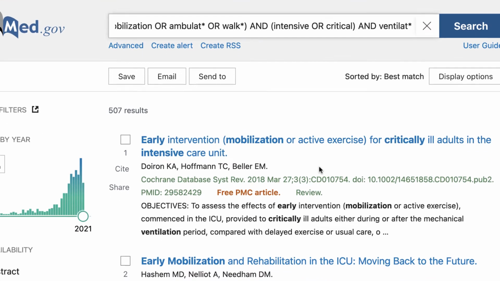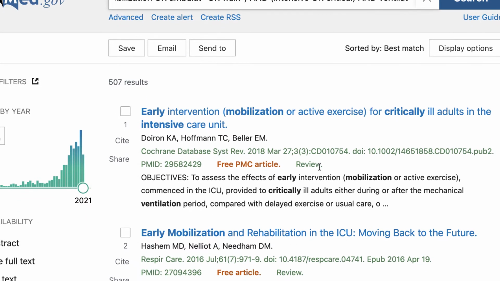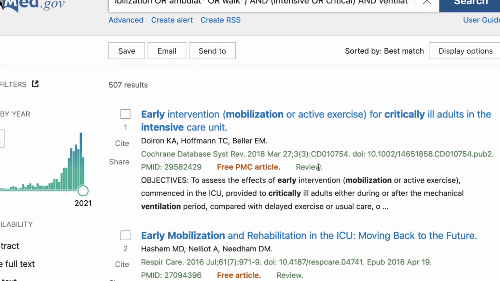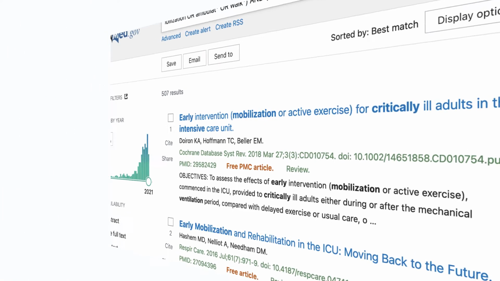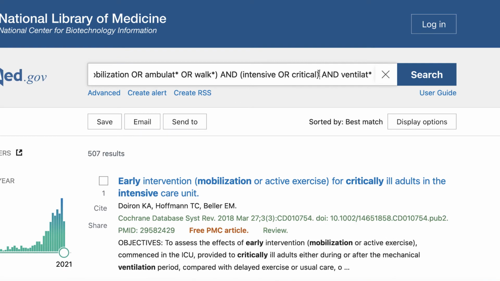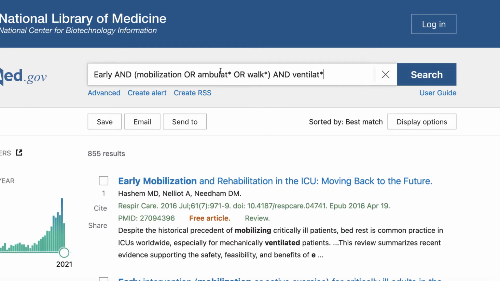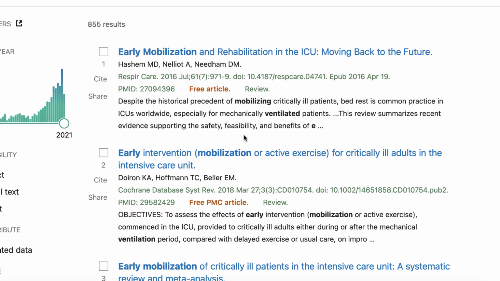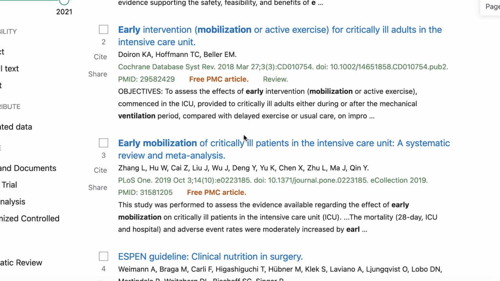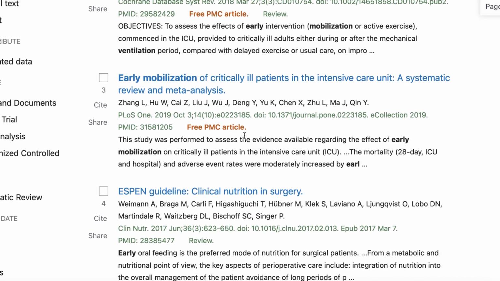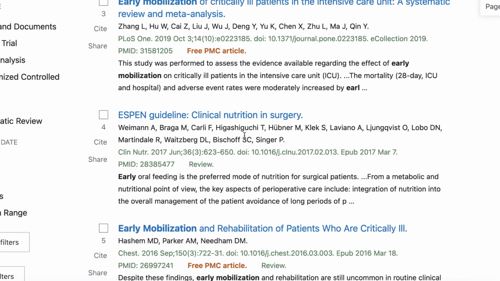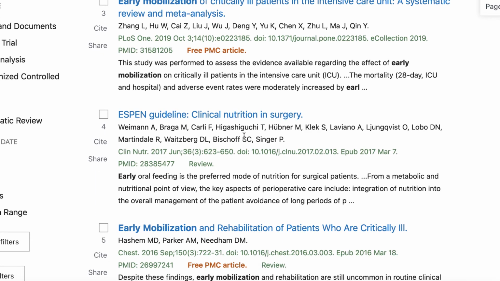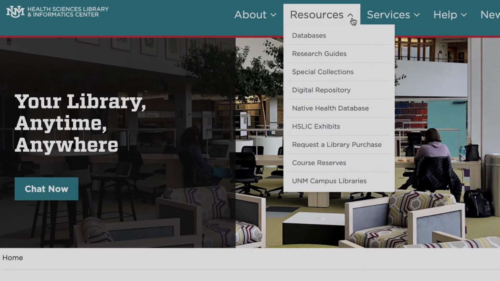Going back to my search results, I now see I have a much more manageable number of results without also having limited myself too much. However, searching is iterative. There is never going to be one perfect search. So looking at these results, I might be thinking to myself that they are still too restrictive. I might decide to remove critical or intensive because I realize that what is important is the work on early mobilization or ventilator patients. Searching is not one and done.